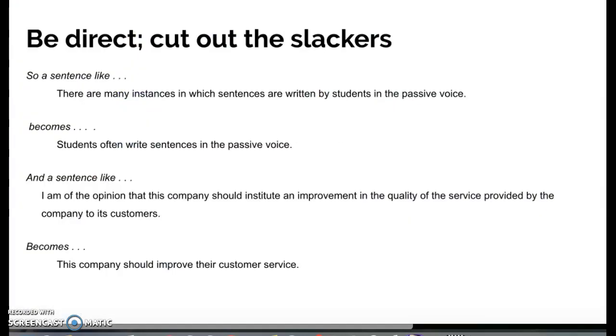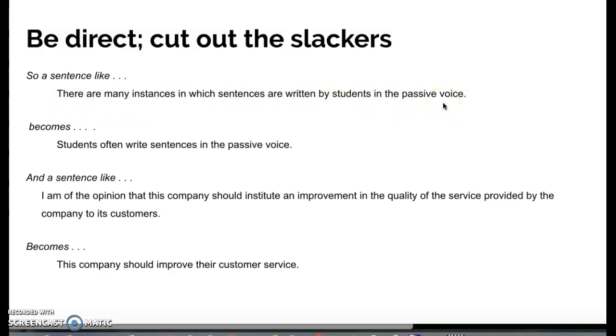So I want to look at a couple of examples of where you can take a blah sentence that's not necessarily incorrect, but just needs a style makeover. So let's look at this sentence. There are many instances in which sentences are written by students in the passive voice.